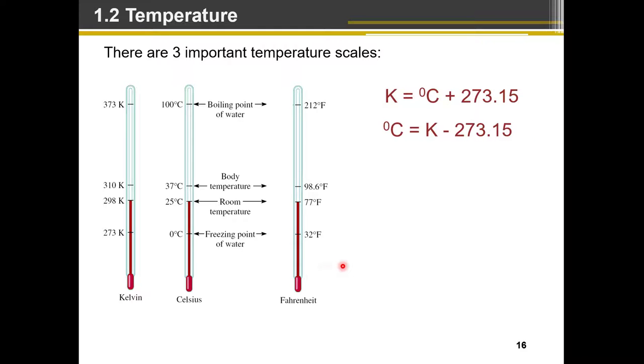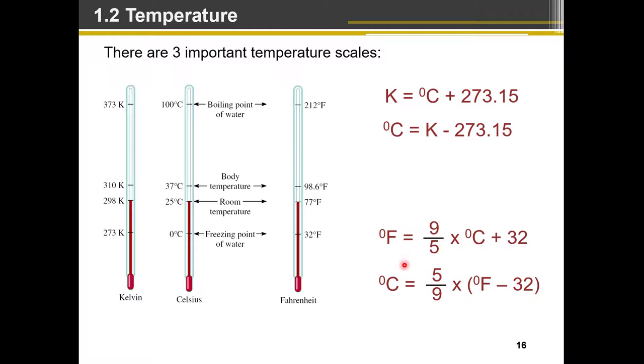We will commonly in this course interconvert between these scales, and the conversion between Kelvin and Celsius is quite simple, because it's just a difference of 273.15 degrees. So you can just add it to the Celsius to get the corresponding Kelvin temperature, or subtract it to get the corresponding Celsius temperature for a Kelvin temperature. While the interconversion between Fahrenheit and Celsius is a little bit more complicated. This is the formula to convert from Celsius to Fahrenheit, and this is the formula to convert from Fahrenheit to Celsius.